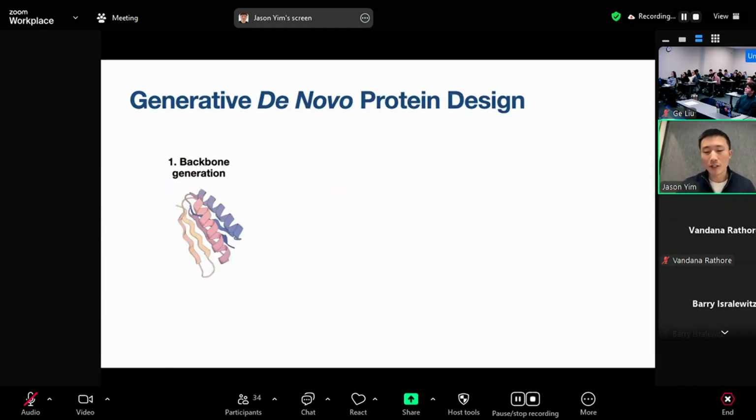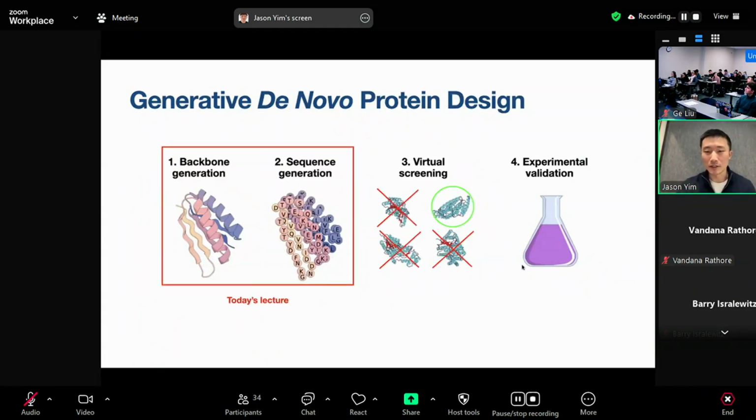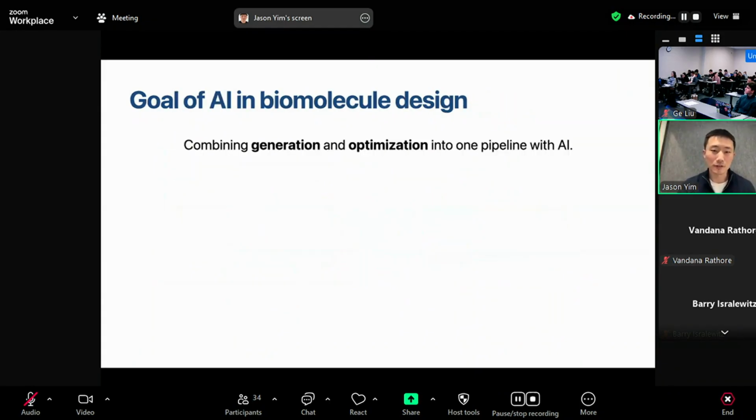Oh, I guess I will talk about RF diffusion and experimental validation we have done, but more complicated experimental validation, I won't go into details.